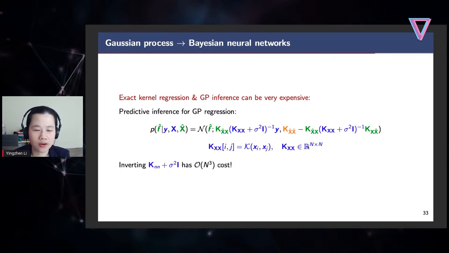So why do you want to do that? You don't need to remember this equation. What I'm trying to show is that if you do predictive inference with a GP by sampling from the posterior distribution of f hat given data and the test input, you need to invert this matrix, and the K_SX matrix is M by N. So if you have a large number of data points, like 10,000, you cannot afford this N cubed cost. This is one of the biggest problems for GP inference in practice, and people have tried many approximation methods. One of them is related to neural networks.